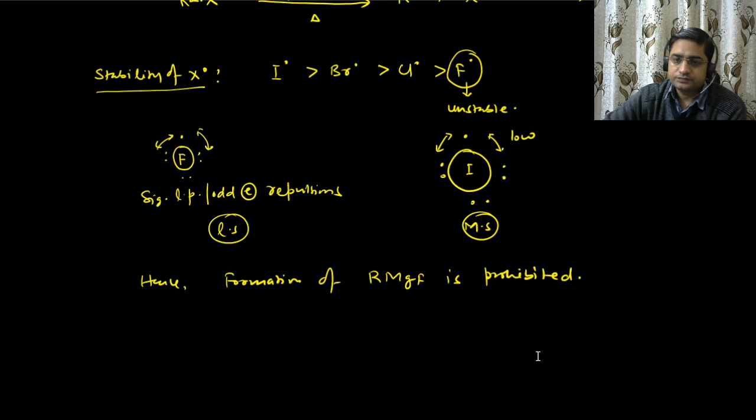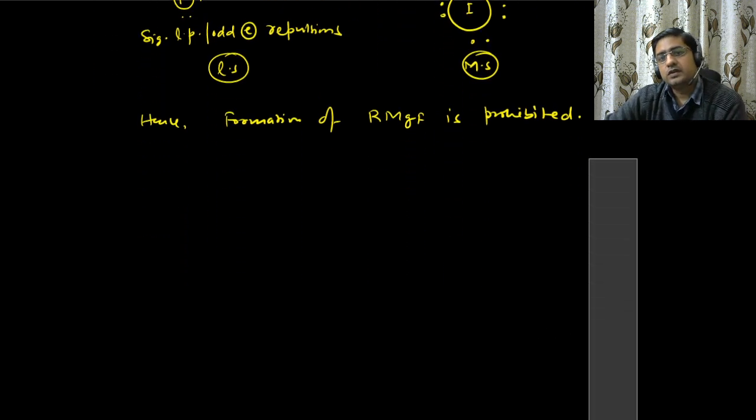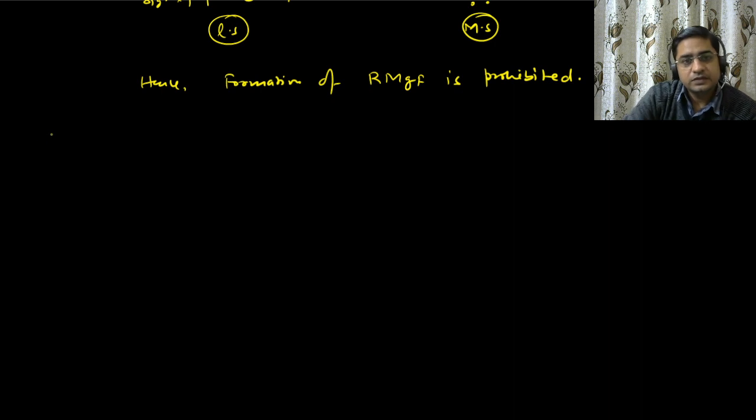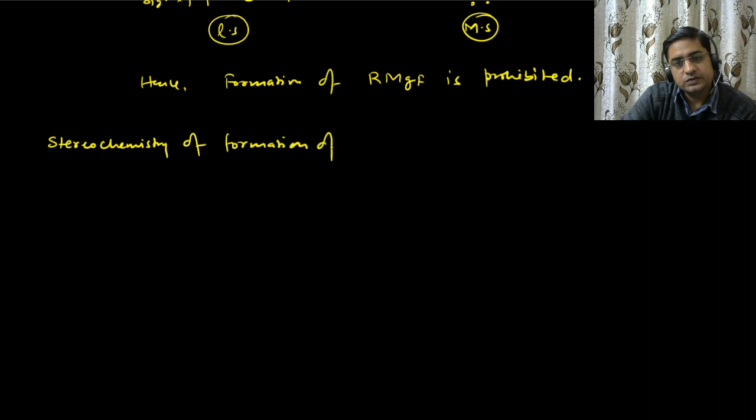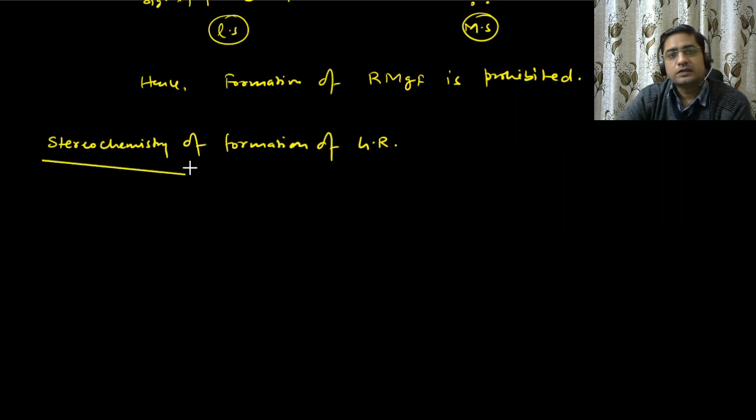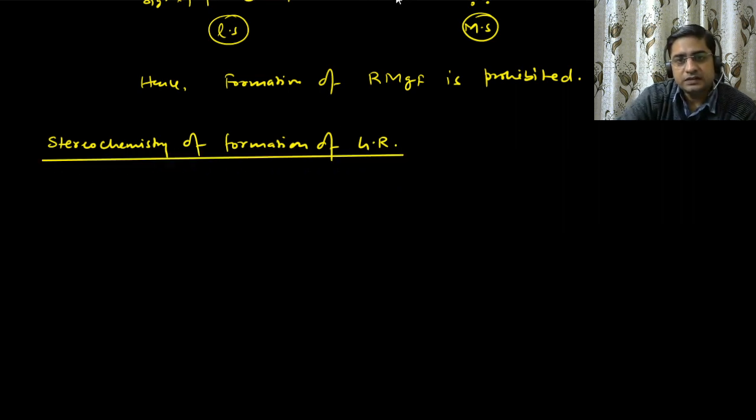Now, moving on to the stereochemistry of this reaction, the stereochemistry of formation of Grignard reagent. As we know that a free radical, the alkyl radical, is formed, it significantly affects the stereochemistry of the reaction. That is, suppose we have R dot, a free radical.